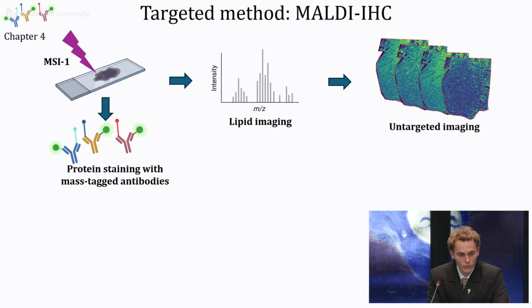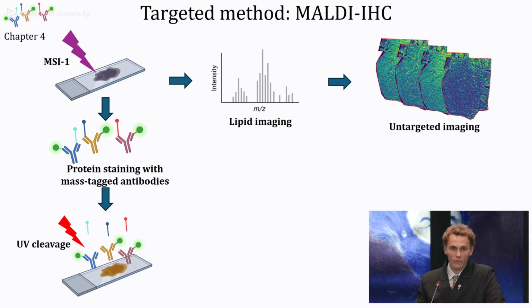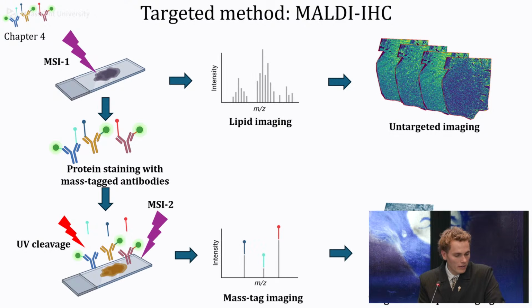And the antibodies we use go in and target specific proteins in your tissue, and they've been tagged with these mass tags that can be released after the antibodies have been bound. And then what we measure with mass spectrometry imaging again is the mass tags, and that allows for sort of a targeted multiplex imaging as a proxy for the proteins that we stained using the antibodies.